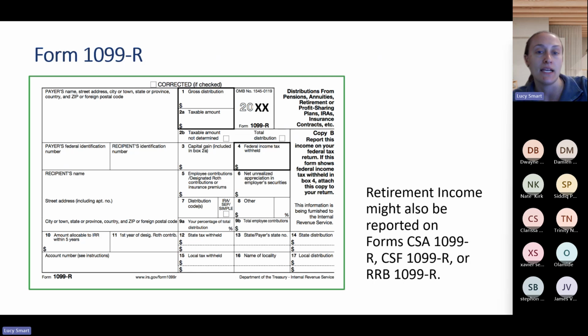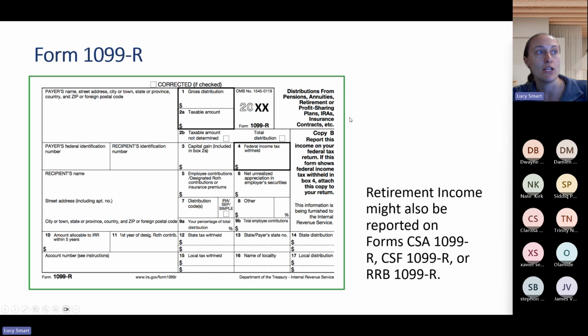Most retirement income is reported on a Form 1099-R. You can see that it looks a lot like a W-2, but it says 1099-R here at the top as well as at the bottom. This is for distributions from pensions, annuities, retirement or profit sharing plans, IRAs, insurance contracts, etc. So retirement income.